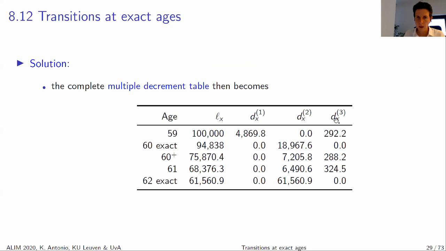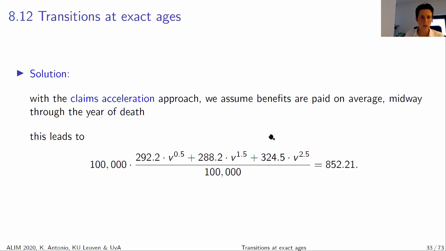So if I look at my decrements over here, I'm interested in the death in service. So that means I'm going to look at this 292.2 out of an initial group of size 100,000. That's the expected number of people who would die between age 59 and 60. I've got the 288.2 here, expected number of people out of an initial group of 100,000 who would die between 60 plus and 61, and so on and so forth. So that's where I got my numbers from. So if I put that all together with the claims acceleration approach, I get the following valuation for this particular cover.